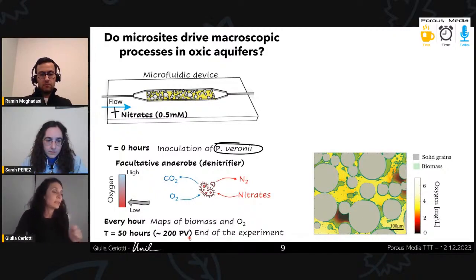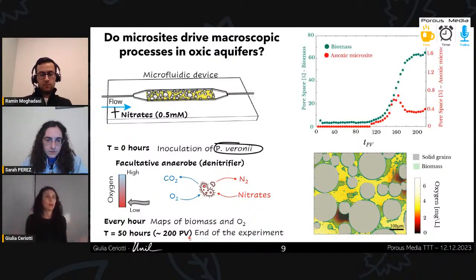So overall, we have more or less 200 per volume time. If we investigate the system in terms of the total amount of pore space occupied by an anoxic microsite, as we did before, you can see that we have a very similar behavior. We have 0 at the beginning, then the colonies start forming, and we start seeing the formation of an anoxic microsite with a peak around 0.7% of the pore space.